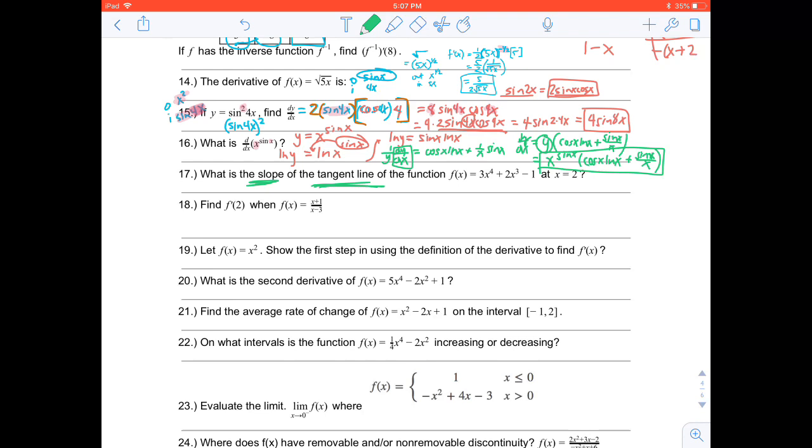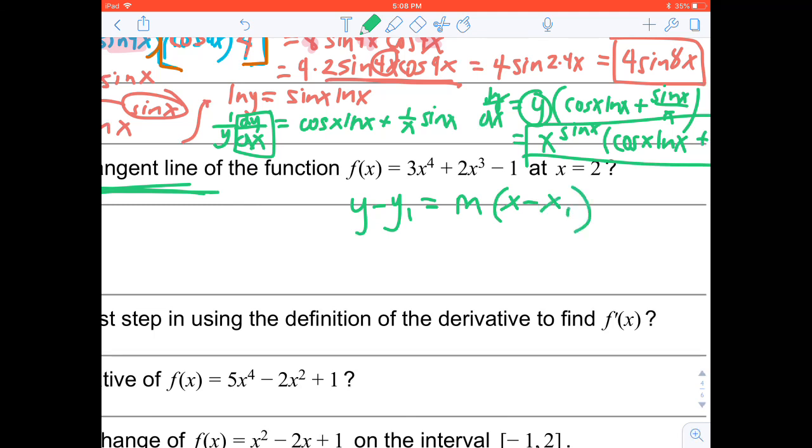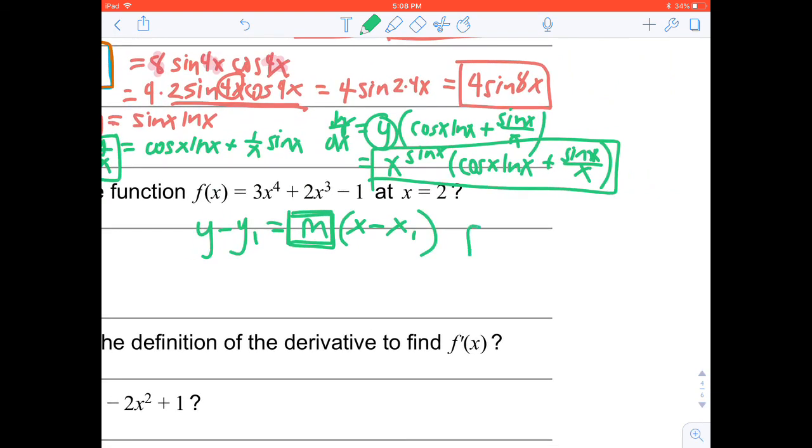It doesn't say what is the equation of the tangent line, so we don't have to use the equation y minus y1 equals m times x minus x1. We don't have to use that because it's not asking for the equation. It's just saying what is the slope of that. So we're just trying to find that m piece. I need to take the derivative of f. That's going to be 12x to the third plus 6x squared, and then plug in 2.